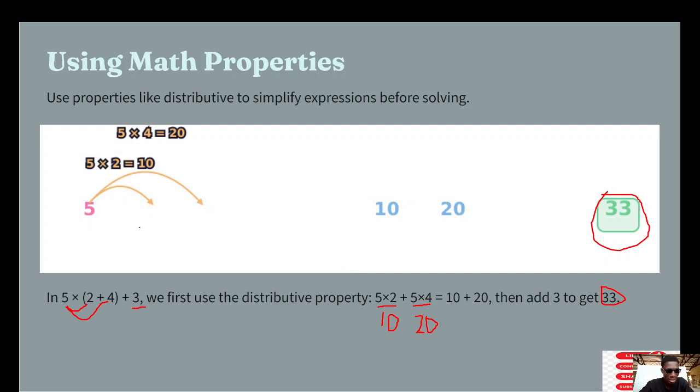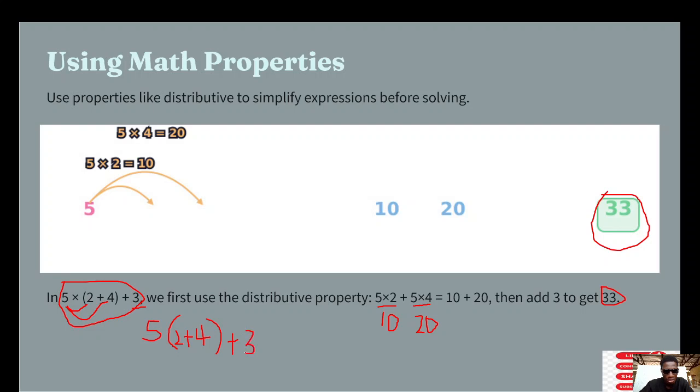So anytime you see something in this format, please remember that sometimes you might not see the times here. Sometimes you can see it as 5, then the bracket will come like this, then 2 plus 4. So if you have something like this, you can go by this same method or the distributive property method.